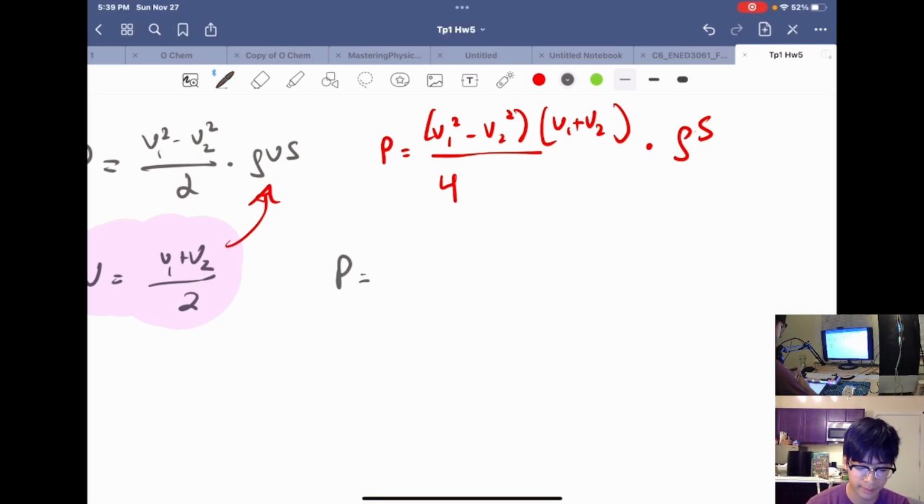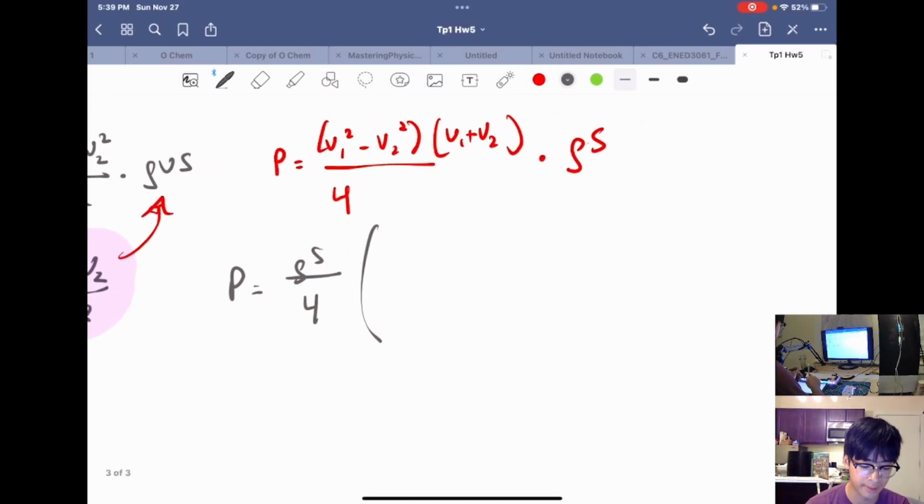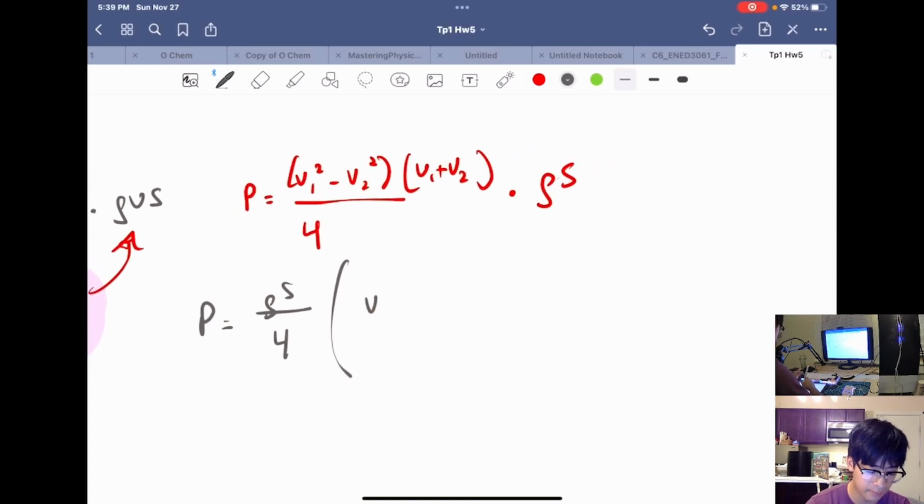I have power is equal to rho s over 4, multiplied by, and I'm going to multiply all of this velocity out. We have v1 cubed plus v1 squared v2 minus, or let's keep this in the same order, v1 v2 squared minus v2 cubed.